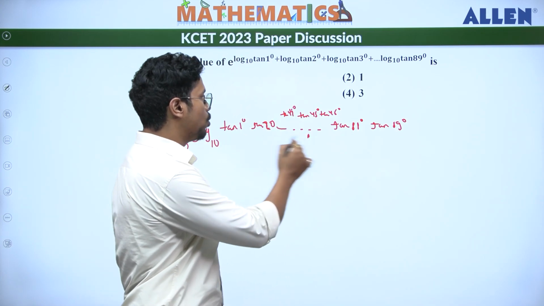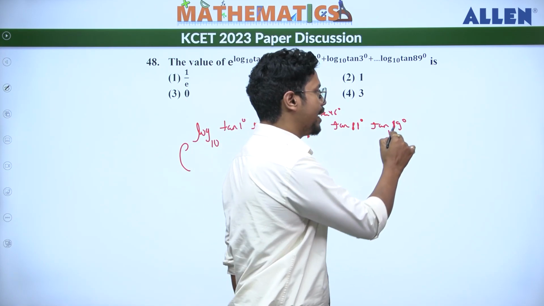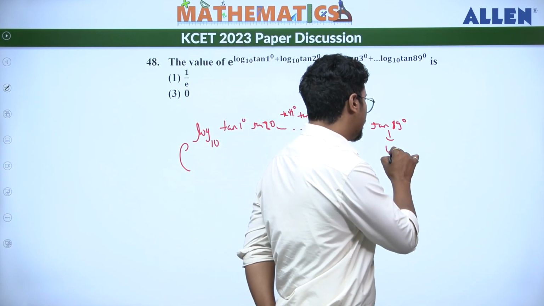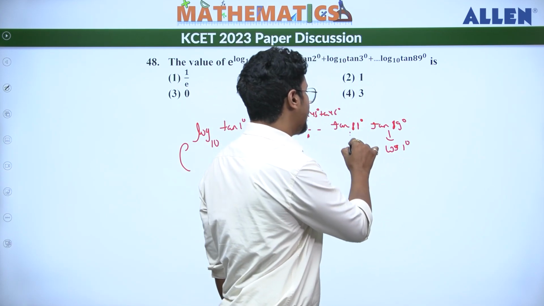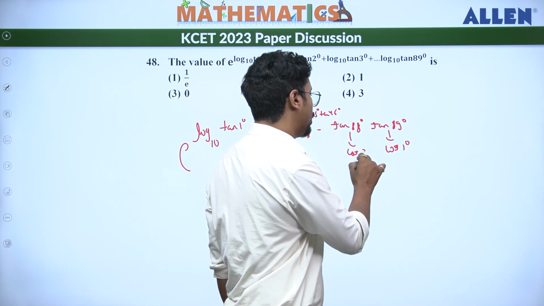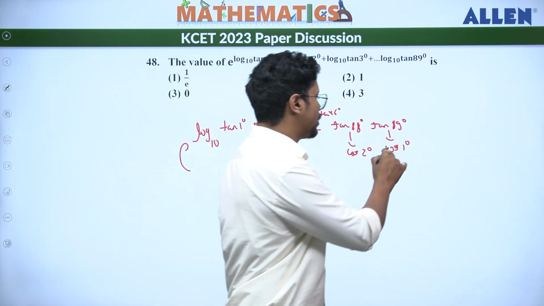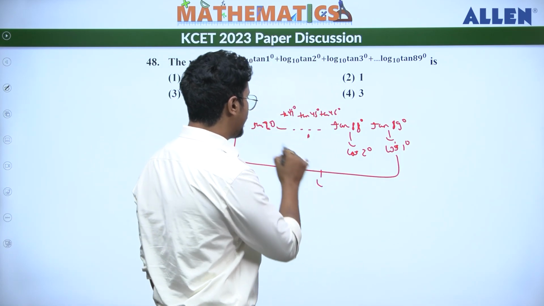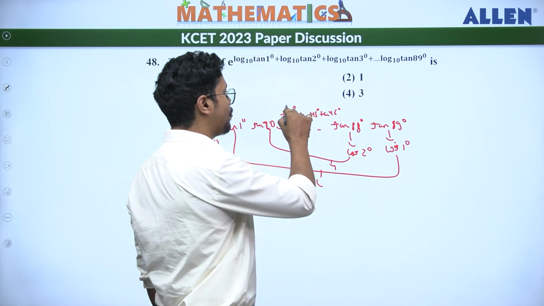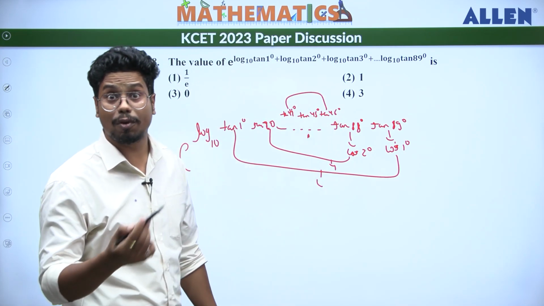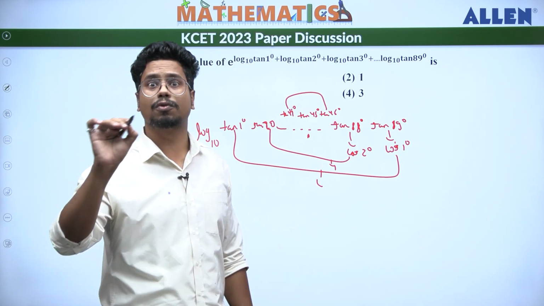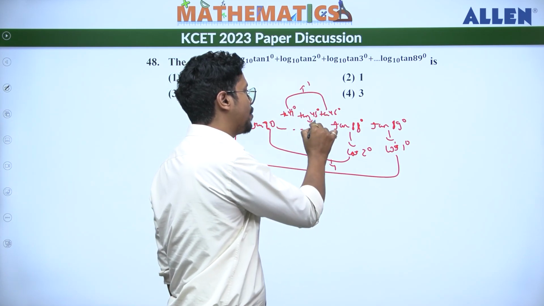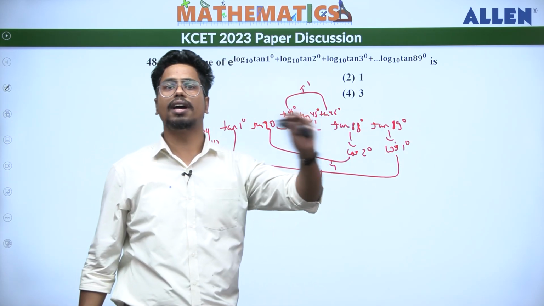Now if you observe, tan 89 degree can be written as tan of 90 minus 1 degree, and tan of 90 minus theta is cot theta. So this can be written as cot 1 degree. Similarly, tan 88 degree can be written as cot 2 degree, and you know that cot theta into tan theta is equal to 1. So this and this will become 1, this and this will become 1. Similarly tan 44 degree and tan 46 degree, because tan 46 degree is tan of 90 minus 44, which is cot 44. So cot 44 and tan 44 degree gives 1, and tan 45 degree is already 1. 1 into 1 into 1, everything will become 1.